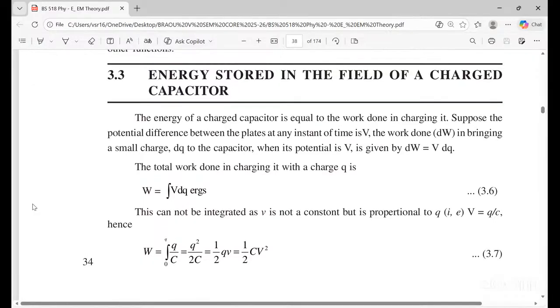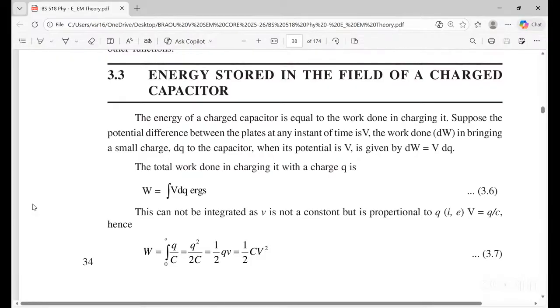How to calculate the energy stored in a field of a charged capacitor? The energy of a charged capacitor is equal to the work done in charging it. Suppose the potential difference between the plates at any instant of time is V, then the work done is dW if it is bringing in a small charge dQ to the capacitor. The potential V is given by dW equals VdQ.